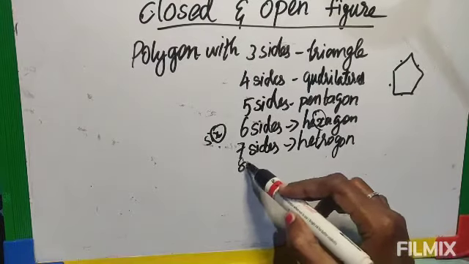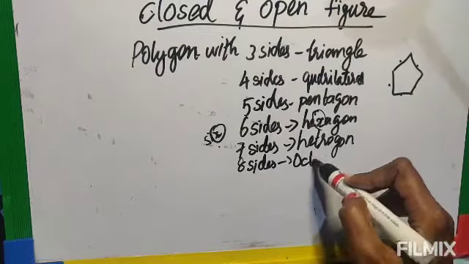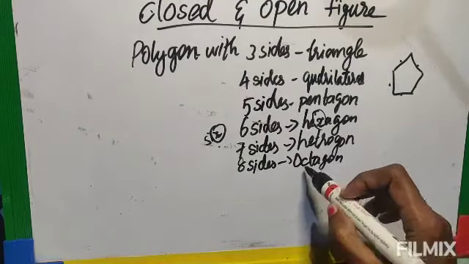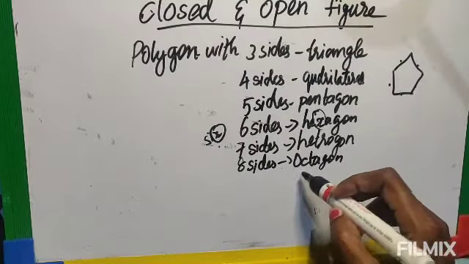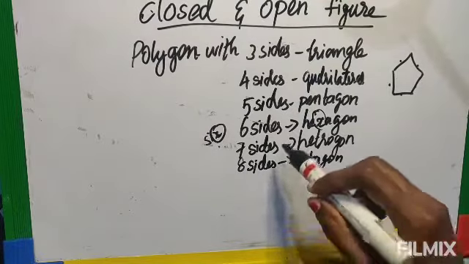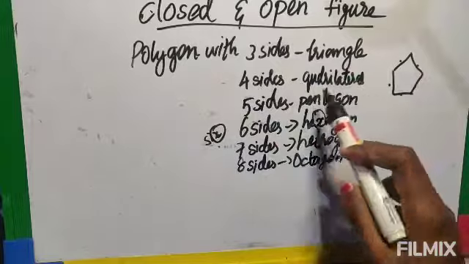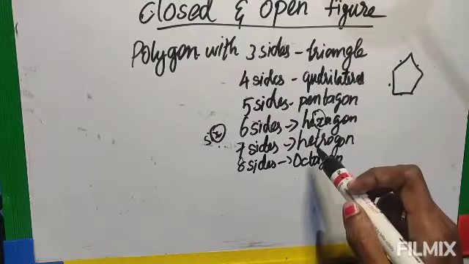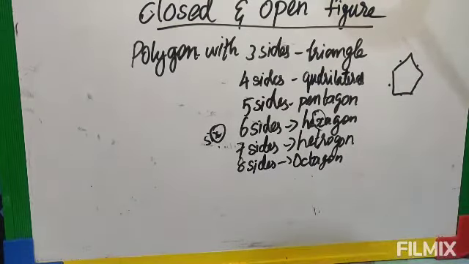Again, a polygon with 8 sides is called octagon. So this one to remember, octagon. In Hindi, 8 is what, no? Art. That way you remember octagon. So this you must know. 3 sides is triangle, 4 sides quadrilateral, 5 sides pentagon, 6 sides hexagon, 7 sides heptagon, 8 sides octagon. So you must know the names of the polygons.